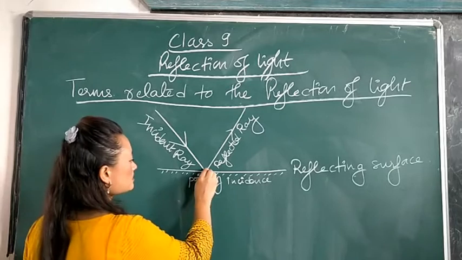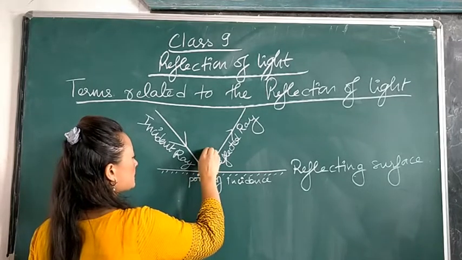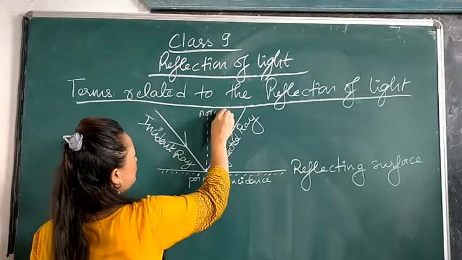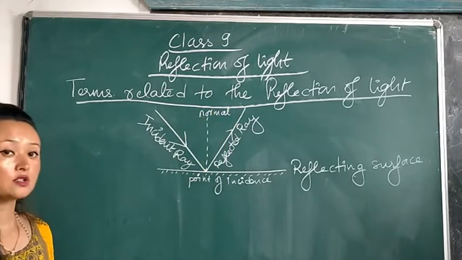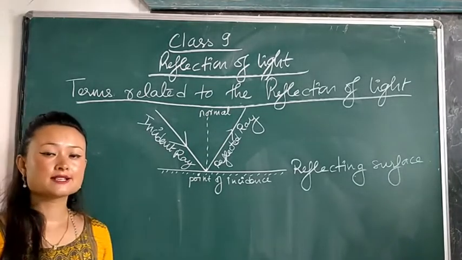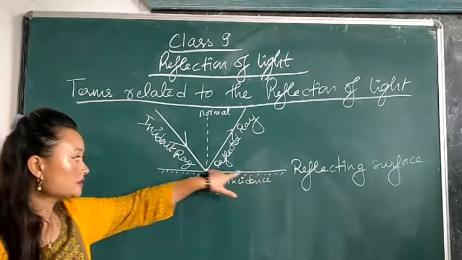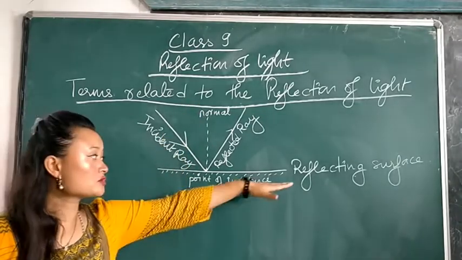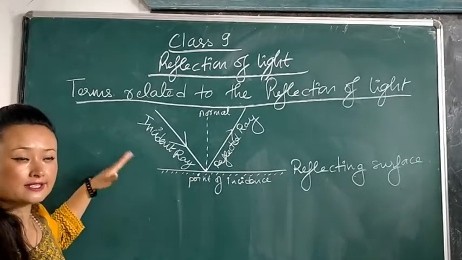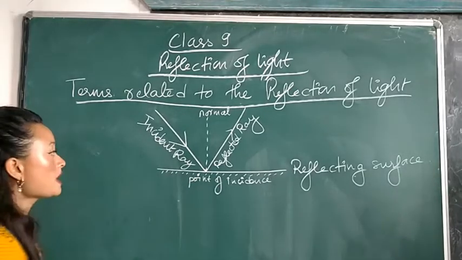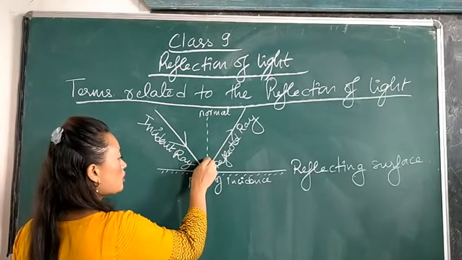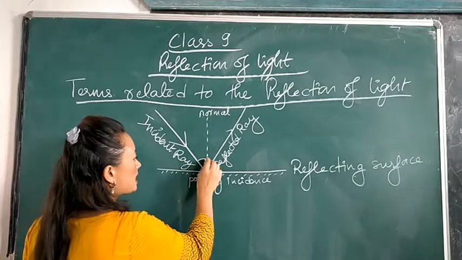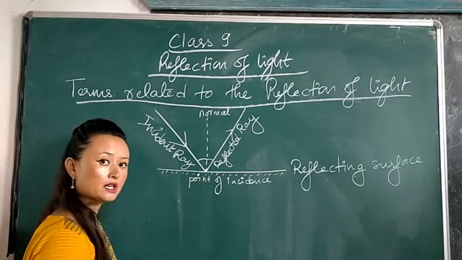We draw an imaginary line at the point of incidence, and we call it the normal. So what is a normal? Normal is a line drawn perpendicular to the reflecting surface. You can see very well that the normal forms two angles, one with the incident ray and the other with the reflected ray.